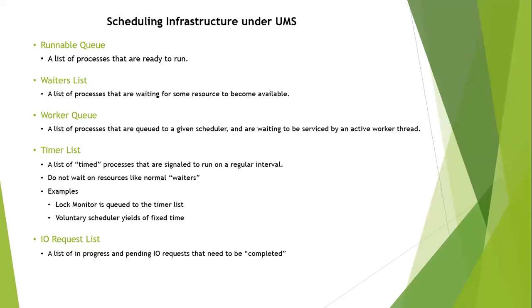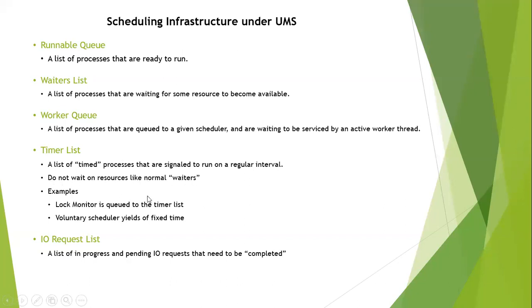Let's say, for example, it is waiting for some memory resource semaphore, or it is waiting for an HADR sync command. Whatever it is waiting for, it will go out of the CPU and be kept in a particular list, that is the waiter list. The work queue is a list of processes that are required to be given to a scheduler and are waiting to be served by an active worker thread. I will talk about that.